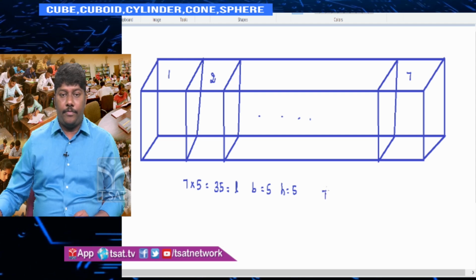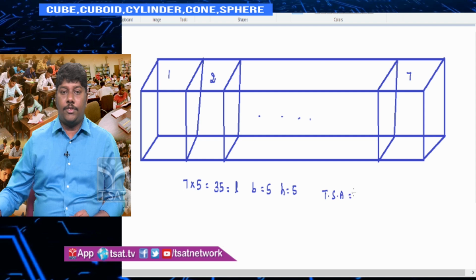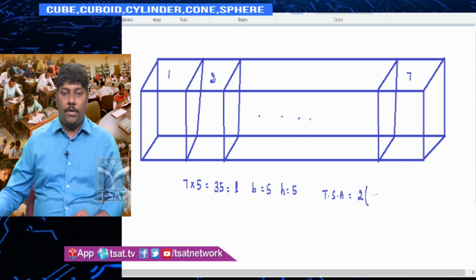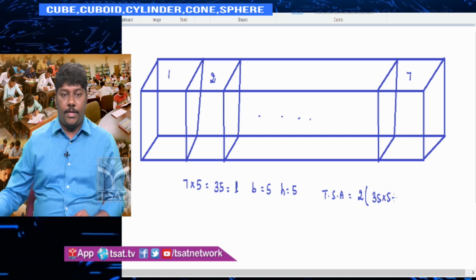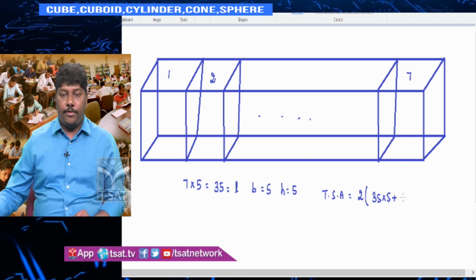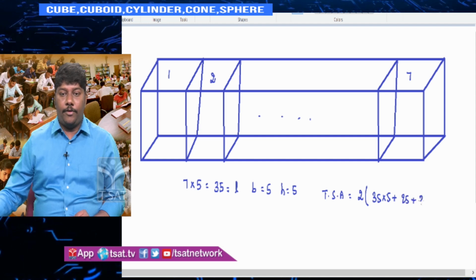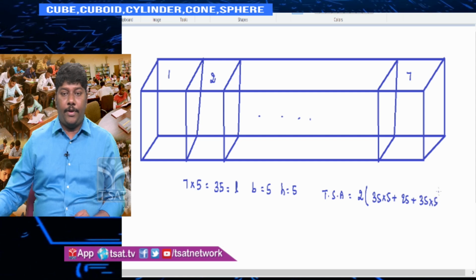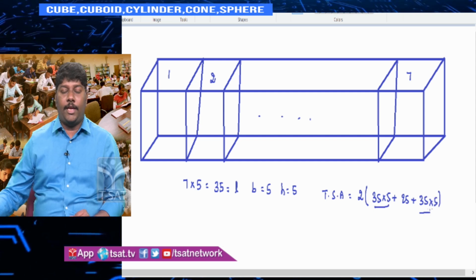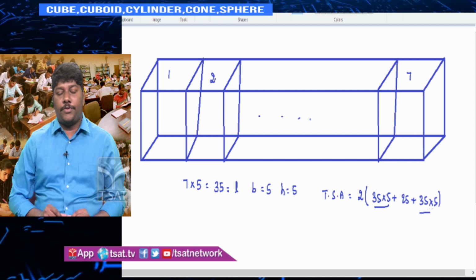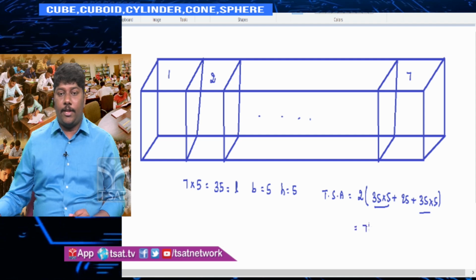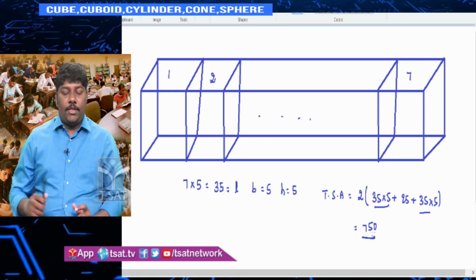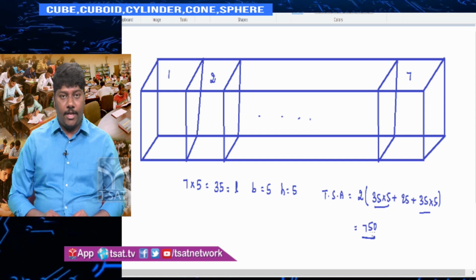Total surface area is equal to 2 into (L into B, 35 into 5, plus B into H, 5 into 5, 25, plus again L into H, 35 into 5). 35 into 5 and 35 into 5 becomes 35 into 10, that is 350, plus 25, 375, into 2. Total area is 750. This is one way of finding the surface area of the cuboid, or else you can find it another way also.